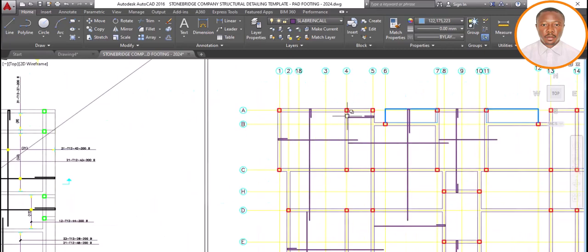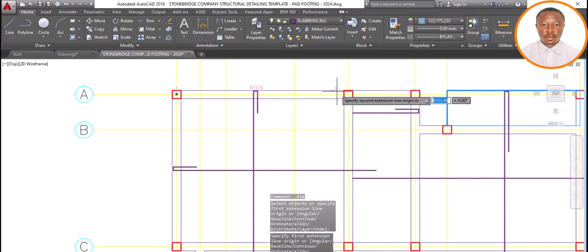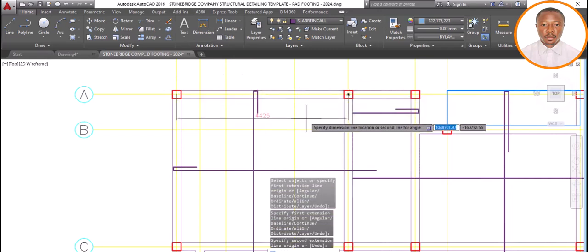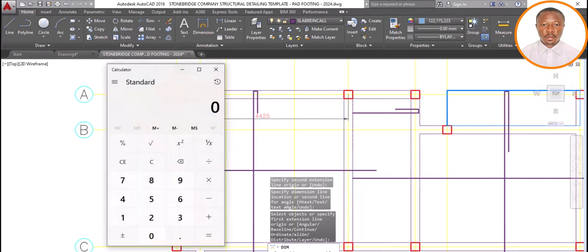Now, it has a principle when it comes to top reinforcement of our slab. The principle is 25% of the length of the slab. So we are going to take our dimension to really know the length before we apply the principle. So let's start. Let's take our dimension, click here. We have 4,425, isn't it?